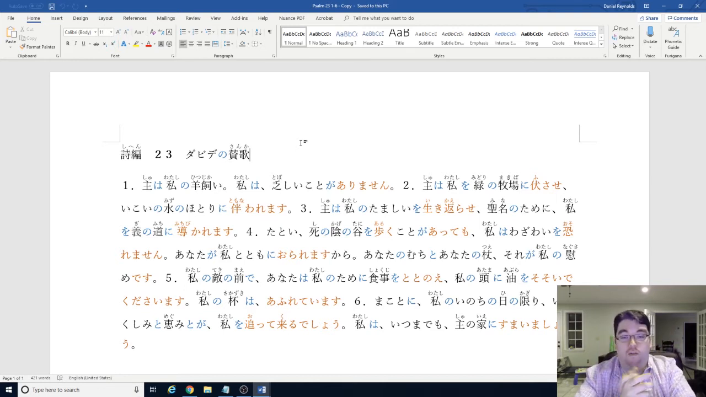Wow, that's a lot of everything. Wow, there's a lot of colors. What the heck is going on? Okay, well, first off, let me tell you what this is. This is the 23rd Psalm in the Bible, written by David. And we're going to learn how to read this today.